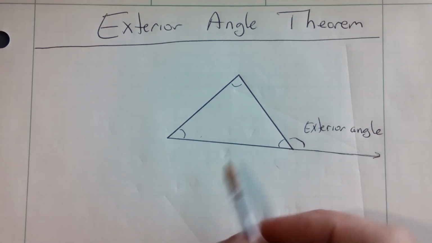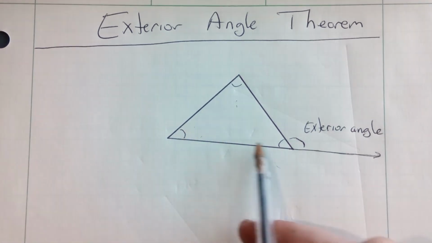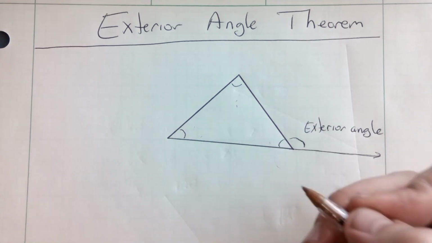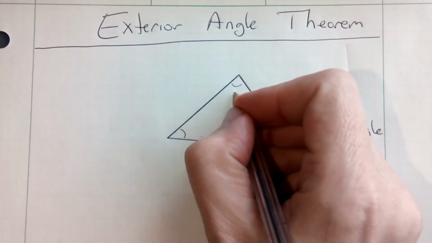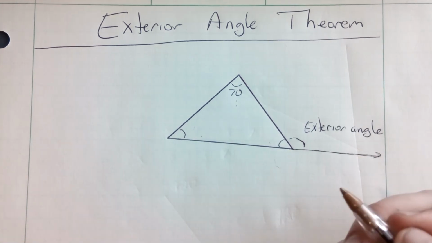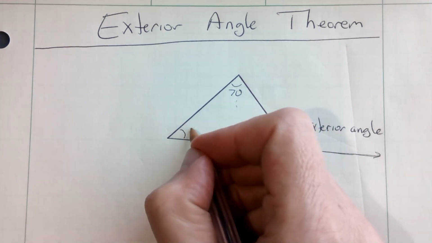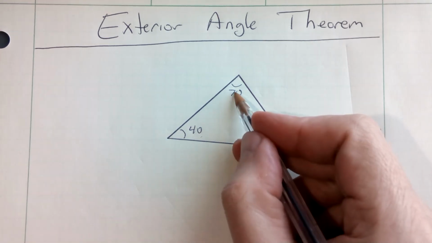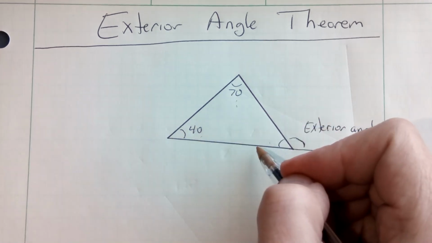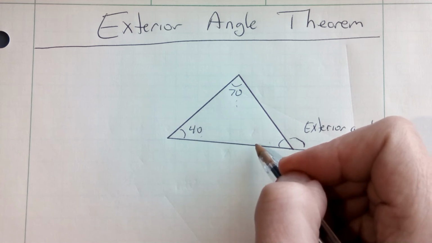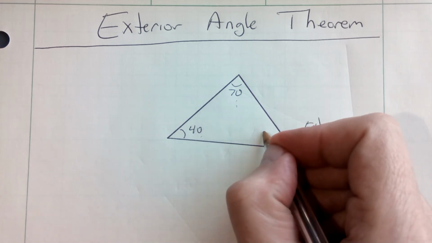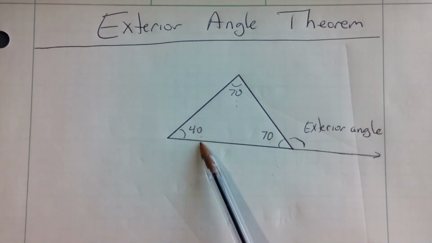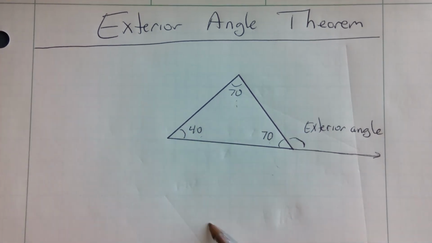Now, remember what I said? We learned about the three interior angles. They always add up to 180, right? So let's give these angles some values. Let's say this one might be 70. This one might be, I don't know, 40. This one then would have to be, because 70 and 40 add up to what? 110. So I need another 70 actually. Okay, so we got a 70, a 70, and a 40 degrees. Those all add up to 180, okay?